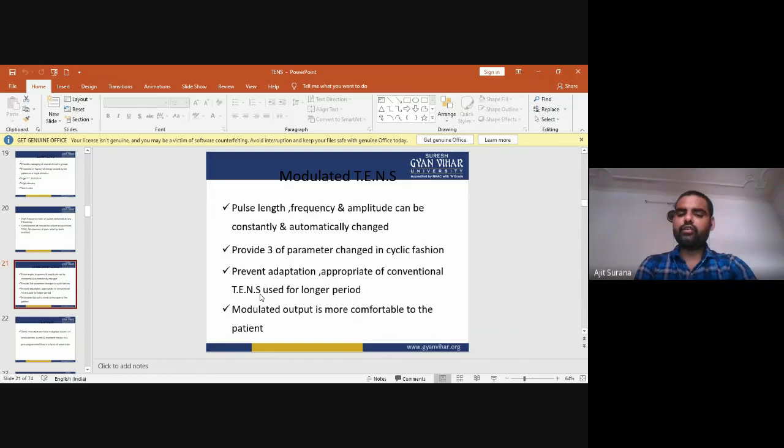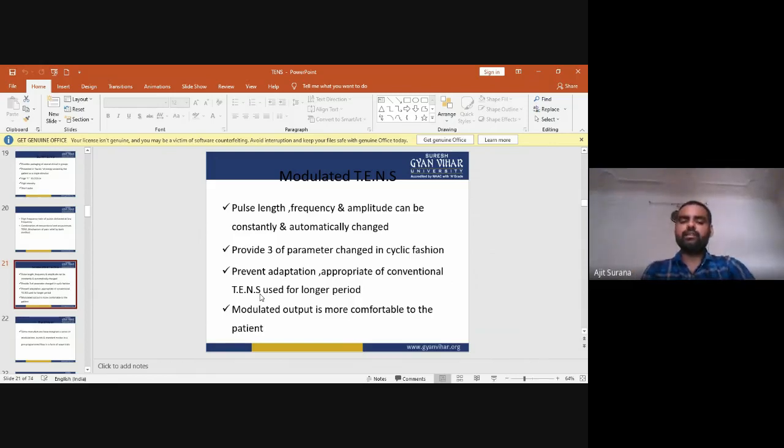They provide three parameters that change in a cyclic fashion. They prevent the adaptation appropriate of conventional TENS used for longer periods. Modulated output is more comfortable to the patient.